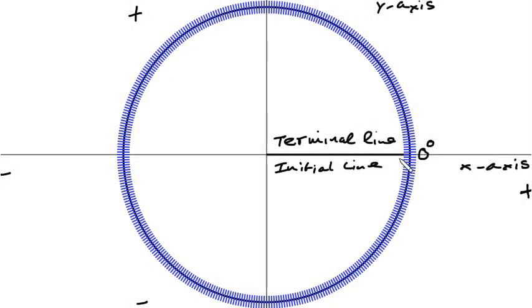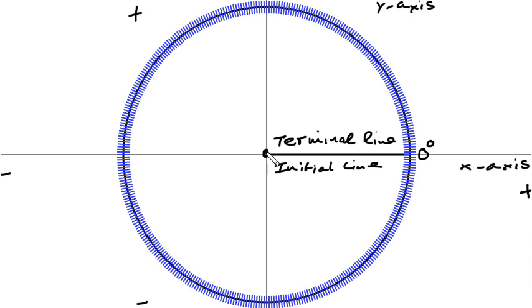So here we can see that the initial line and the terminal line lie atop of each other along the x-axis, the positive x-axis, and since they don't have any part of the circumference of the circle between them, then the angle is 0 degrees. Now the initial line doesn't move, but the terminal line rotates around a fixed point, and that fixed point is what we call the vertex of our angle.